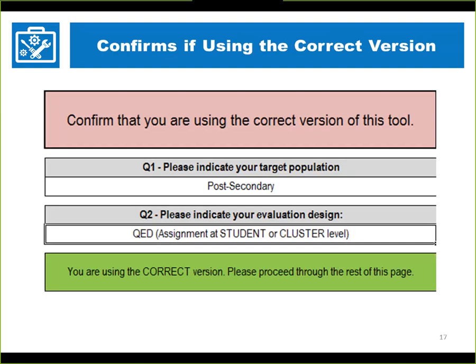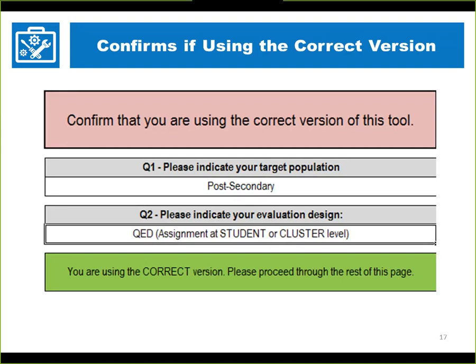So in this example, the user has indicated that they are evaluating a post-secondary intervention using a QED design. And because they are answering these questions in the general version of the post-secondary multi-cohort tool, they have gotten a message back saying this is the correct version.